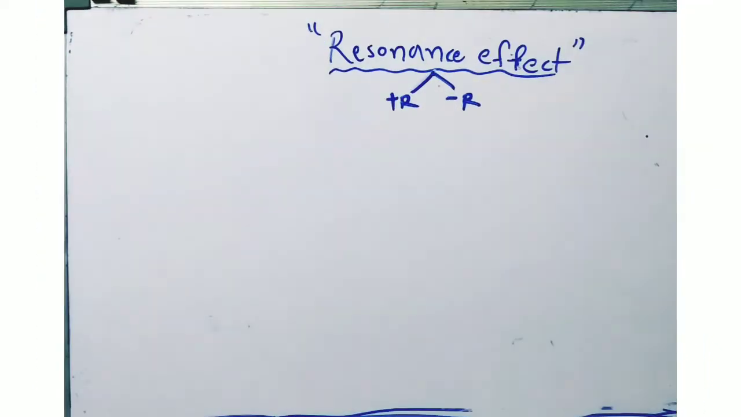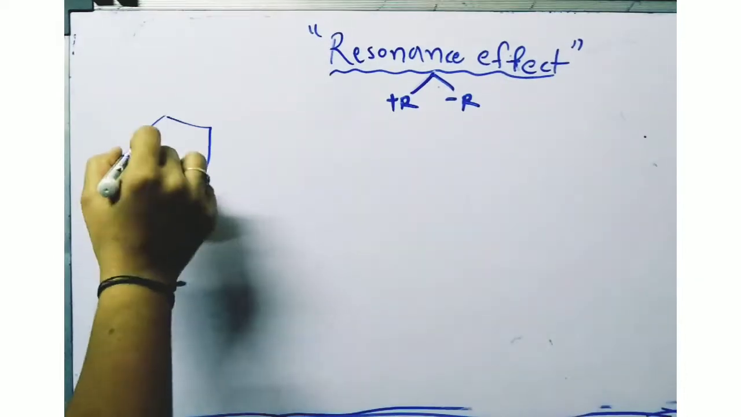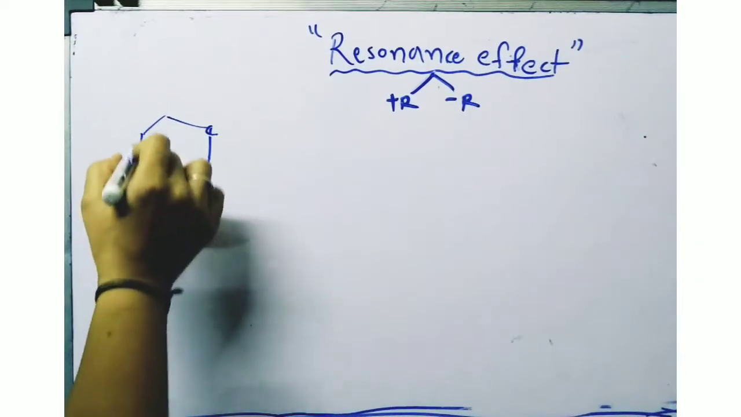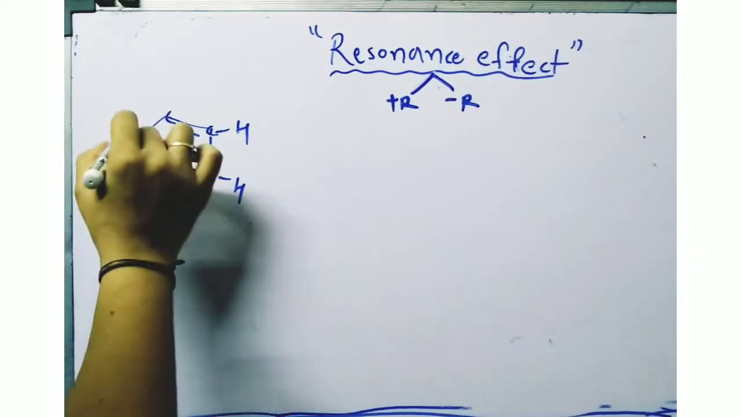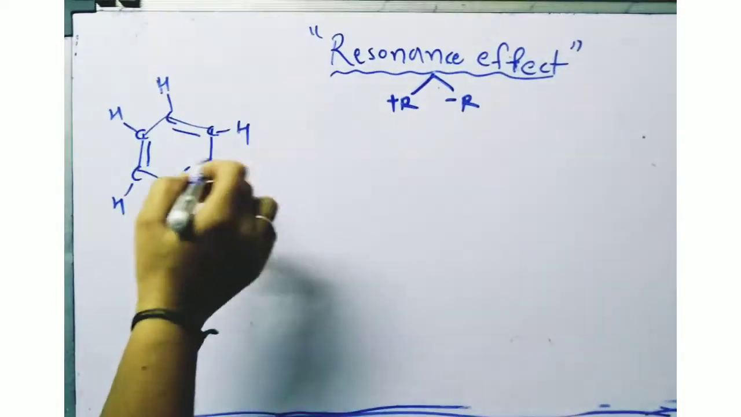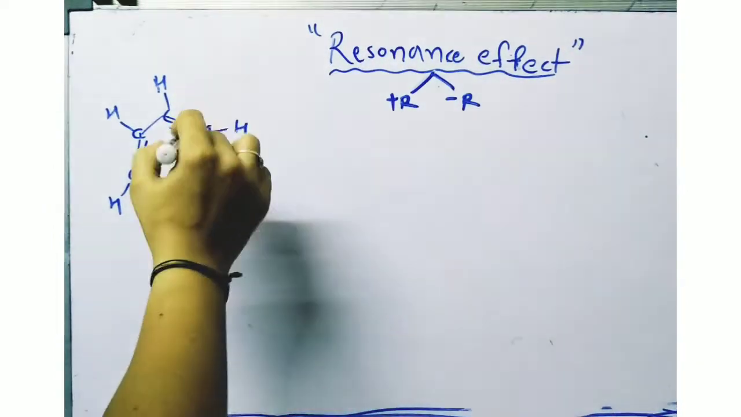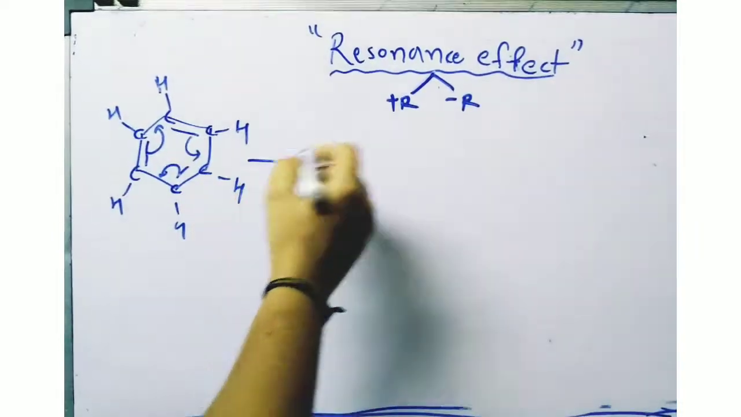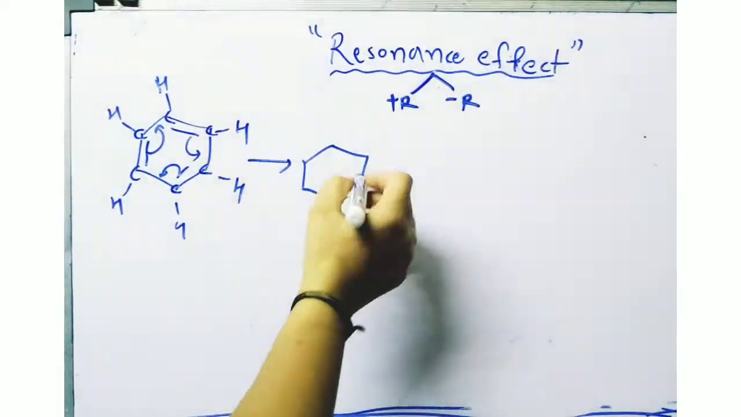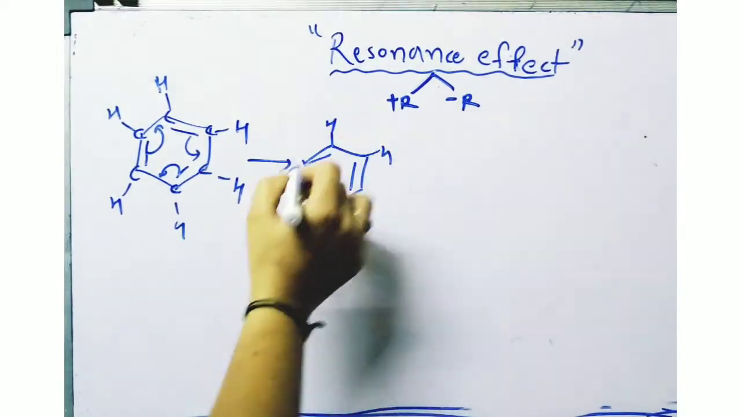Now the well-known example of the resonance effect is benzene. This is a carbon, this is also a carbon, which has a double bond, and here are the hydrogens. So what happens when we draw the resonance? The bond will shift like this, and this will shift, and this will shift. So what we get here, and the hydrogen remains as it is.